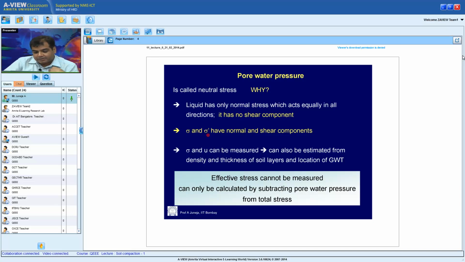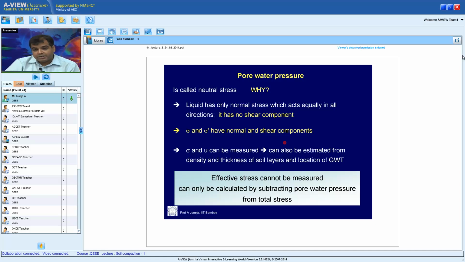Sigma, the total stress, and sigma prime, the effective stress, both have normal and shear components. On a plane you can have shear stress, which is the sliding stress, and the normal stress. However, it is only the total stress and the pore water pressure that can be measured. The total stress can be measured, as we saw in the cartoon a slide before: you have a point somewhere in the ground and you want to look at the overburden. You look at the total stress, that's sigma for us.